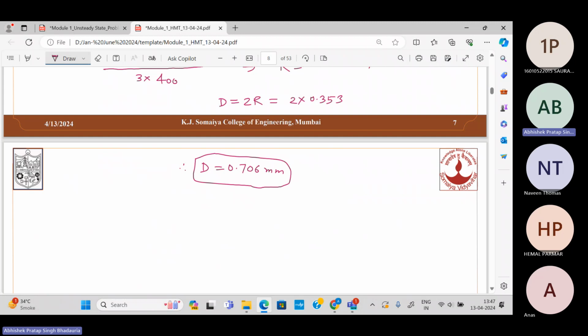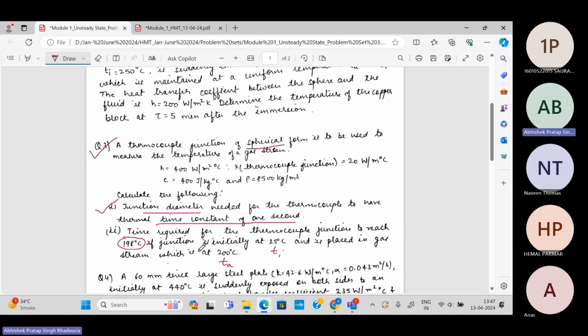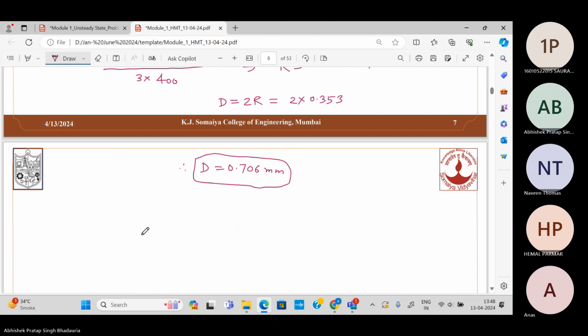Now let's find the second one, that is, the time required for the thermocouple junction to reach 198 degrees Celsius if the junction is initially at 25 degrees Celsius and is placed in a gas stream which is 200 degrees Celsius. So this is T, this is 25 degrees Celsius, T_i, and the gas stream environment is at 200 degrees Celsius. That means T_infinity is 200 degrees Celsius.